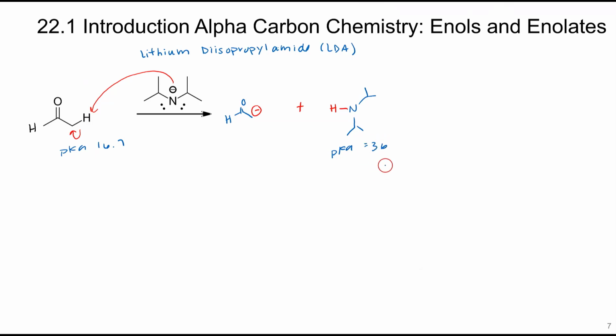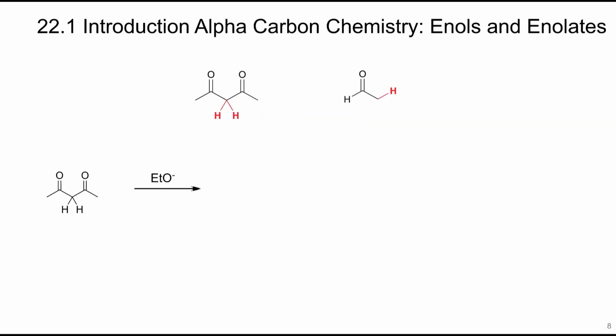So you can see here the equilibrium is very greatly favored. So if you want to use an enolate in your reaction, we want to use a strong base such as LDA to get it to react. If a proton is alpha to 2 different carbonyl groups, or sandwiched in between them, its acidity is going to be increased. The pKa of this proton is around 9, whereas this one is 16.7 for acetaldehyde. In this case, it is okay to use ethoxide to form the enolate.